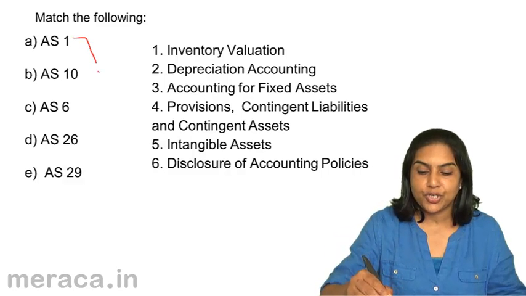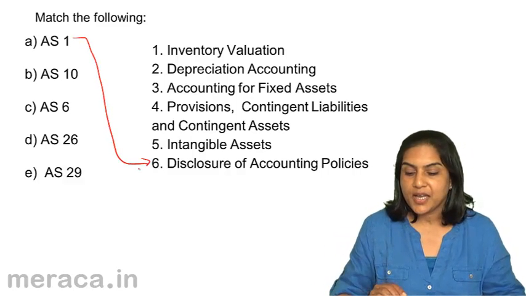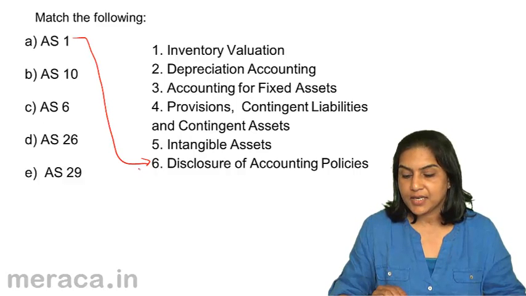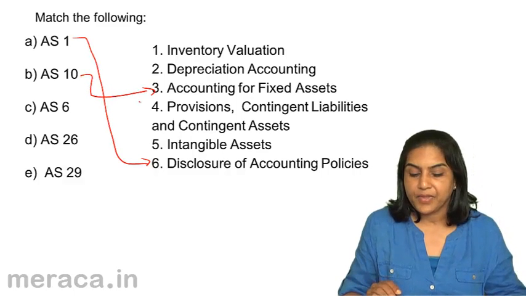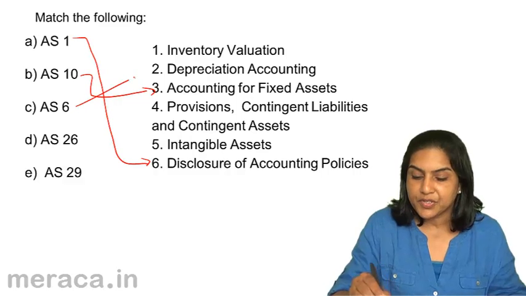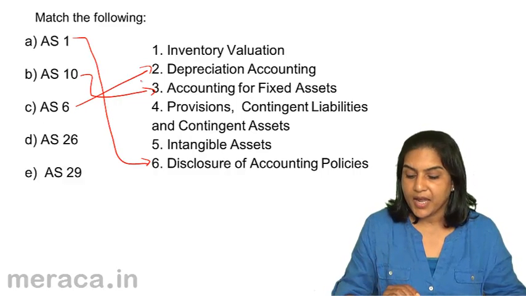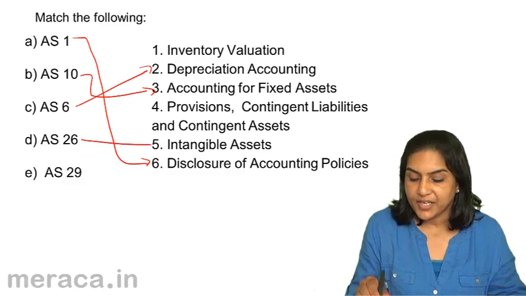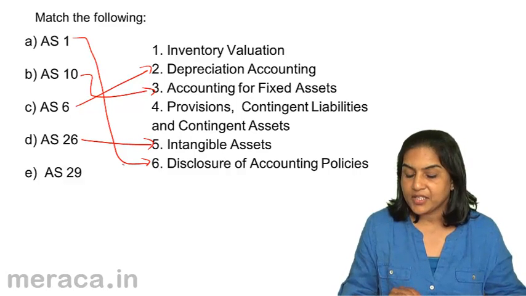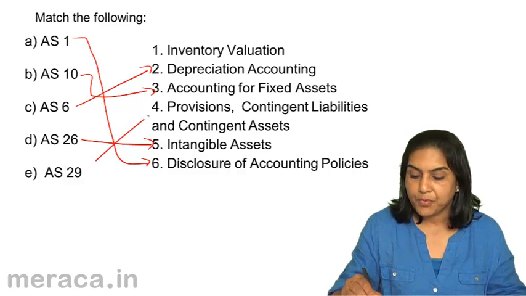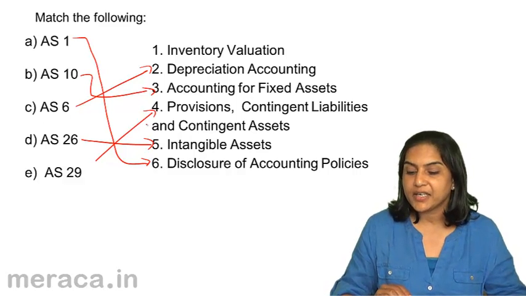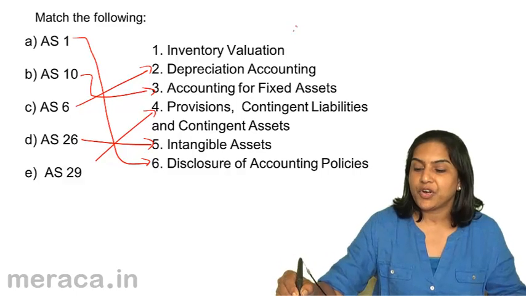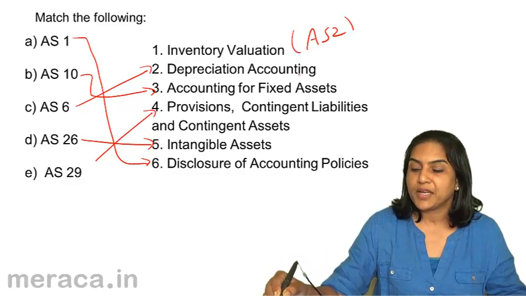AS1 is disclosure of accounting policies. AS10 is fixed assets. Accounting for fixed assets. AS6 is depreciation accounting. AS26 is intangible assets. And AS29 is provisions, contingent liabilities and contingent assets. You are left with inventory valuation, which would have been AS2.